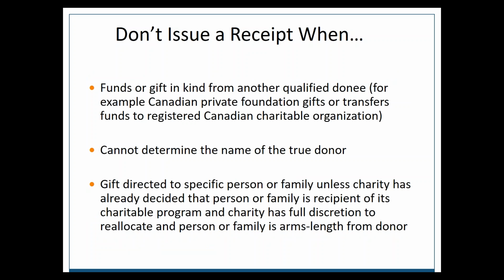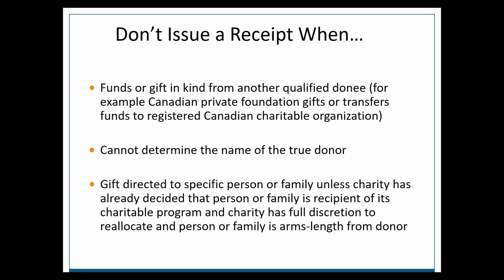Some other exceptions that are important to keep in mind. If money is coming from a qualified donee, which is an organization that can issue a receipt. To give you some examples, in Canada, the federal government is a qualified donee, the provincial government is a qualified donee, municipal governments are qualified donees, other charities are qualified donees, and there's about 10 groups of these qualified donees. So you need to know who they are, and if money is coming from them, you don't issue them a receipt.